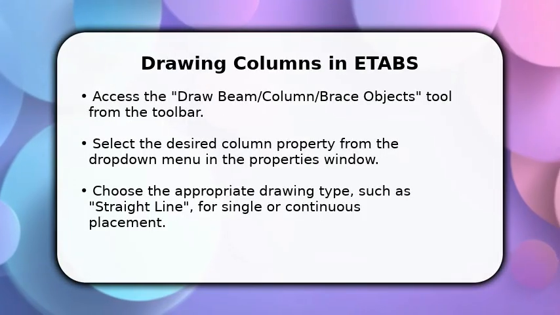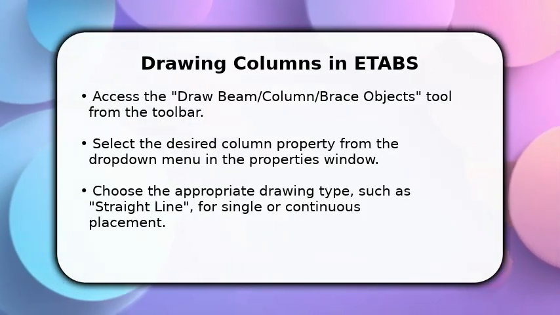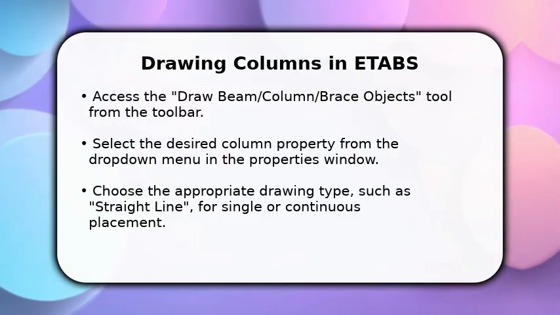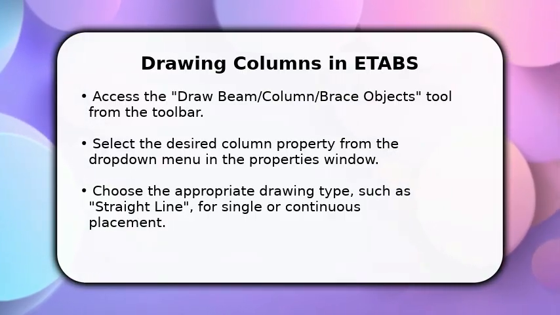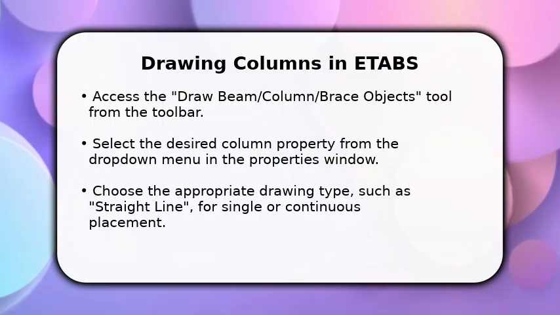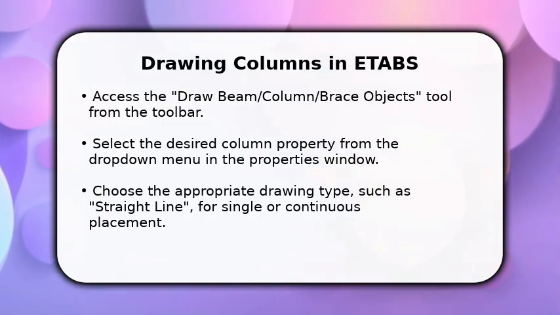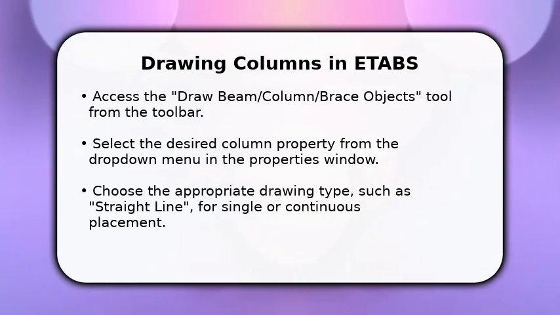In this video, I will explain how to draw columns in ETABS. To begin, locate and click on the Draw Beam/Columns/Brace Objects icon, typically found on the left-hand toolbar. Next, a Properties window will appear. Here, you'll select the specific column section you wish to draw from the drop-down list. Finally, ensure you choose the correct drawing type, like straight line, which allows you to place columns individually or in a continuous sequence with just a few clicks.